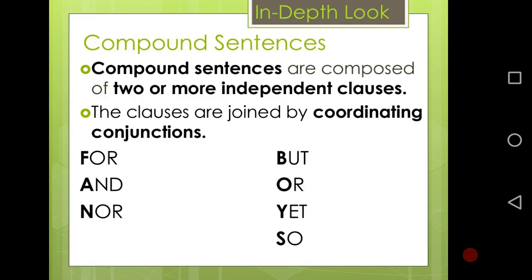For example, I study hard, for I want to pass the exam. This means I study hard because I want to pass the exam. And: my father is a policeman, and he works full day. Here, 'and he works full day' is the idea that adds more information to 'my father is a policeman.'